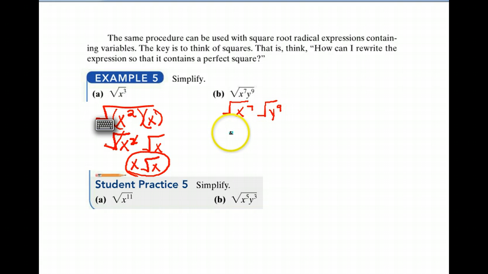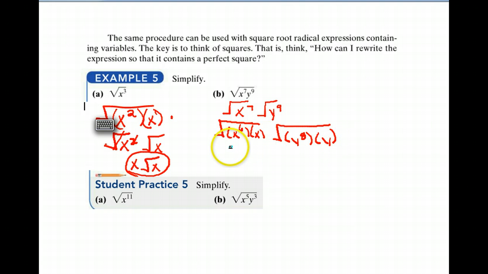Step 2, we need to split these up so that we can create a perfect square variable. So we're going to do exactly what we did here, okay? I want you to do the 7 minus 1 trick. So 7 minus 1 gives us x to the 6th times x to the 1st. For the y's, 9 minus 1 gives us y to the 8th times y to the 1st.